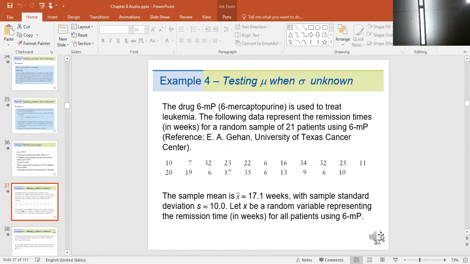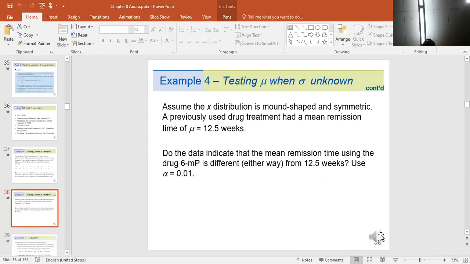The drug 6-MP is used to treat leukemia. The following data represent the remission times for a random sample of 21 patients using 6-MP. The sample mean is 17.1 with sample standard deviation 10. Let X be a random variable representing the remission time for all patients using this drug. Assume the distribution is mound shaped and symmetric. We always want that. I am not paying too much attention to that.